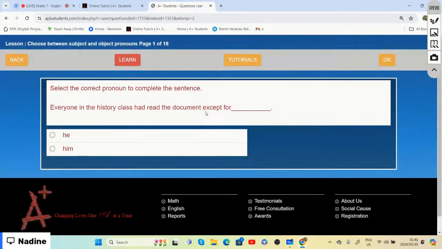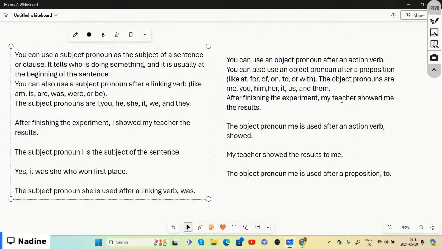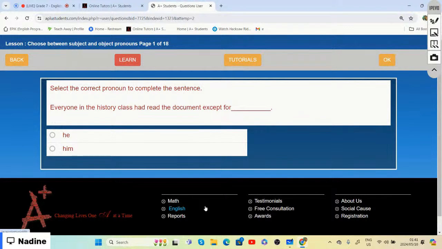The reason I'm skipping the explanations is because I gave an explanation of everything when we were on the whiteboard. I explained subject pronouns, object pronouns, as well as singular pronouns and plural pronouns. So we already did the whole explanation, and now we're going straight to the test. We need to select the correct pronoun to complete the sentence.